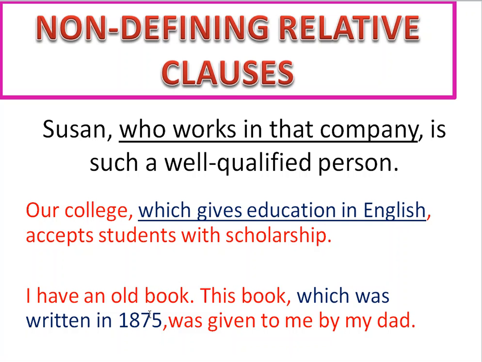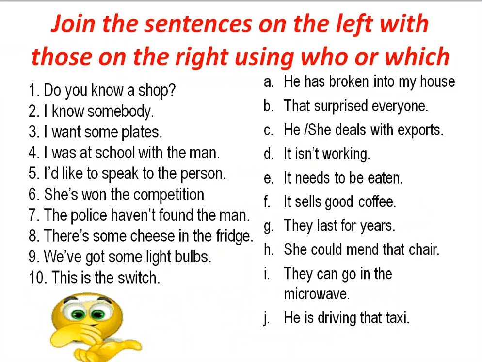I have an old book. This book, which was written in 1875, was given to me by my dad. Which was written in 1875 is extra information. Think and try to understand this sentence by yourself.